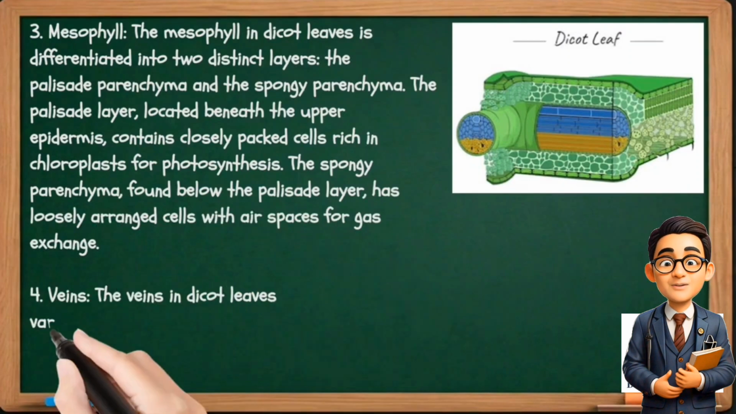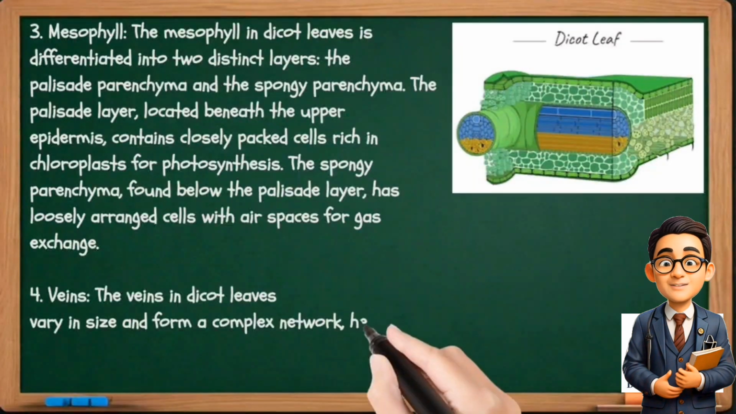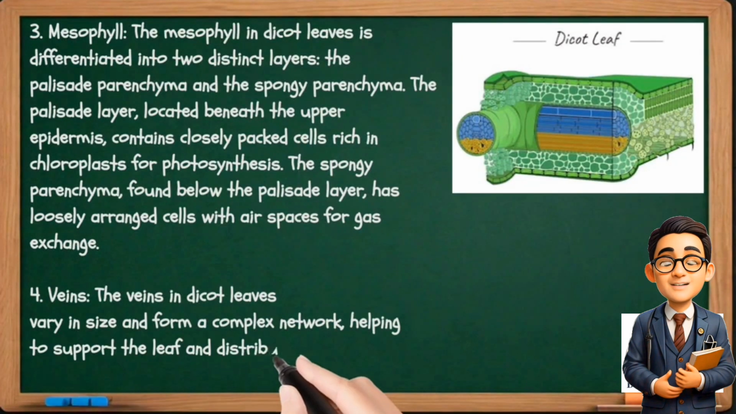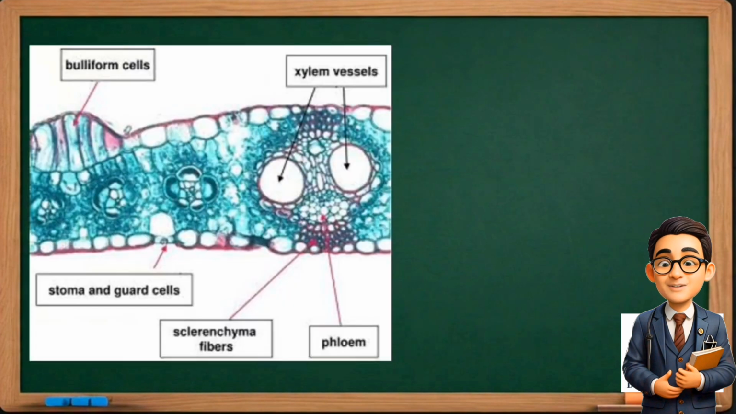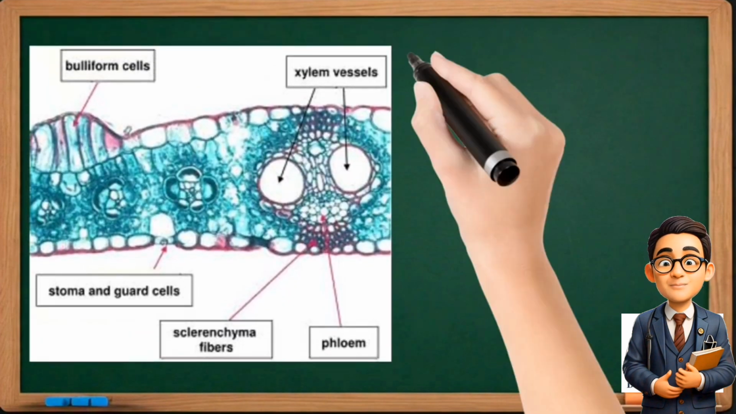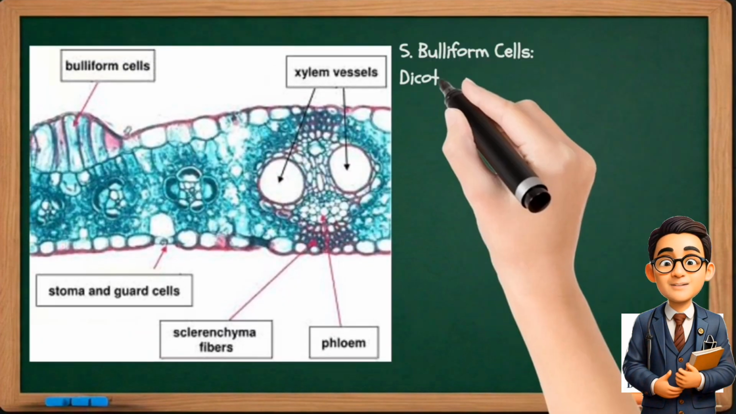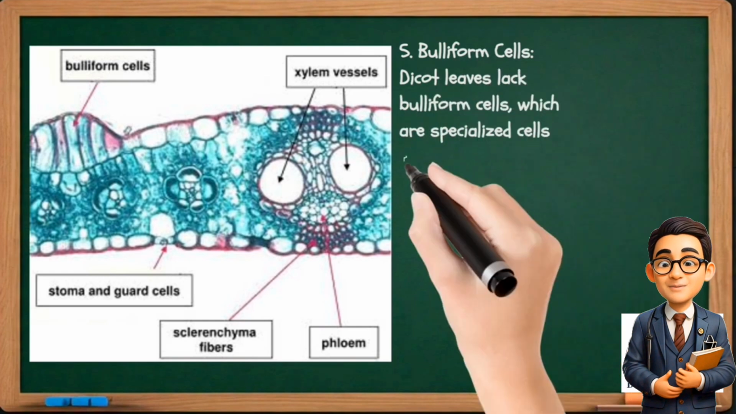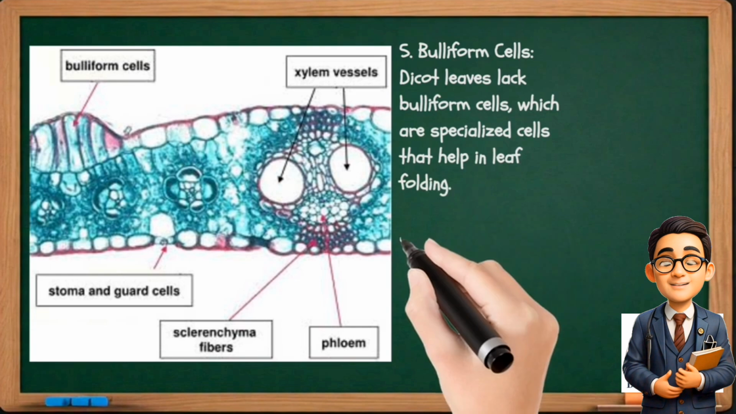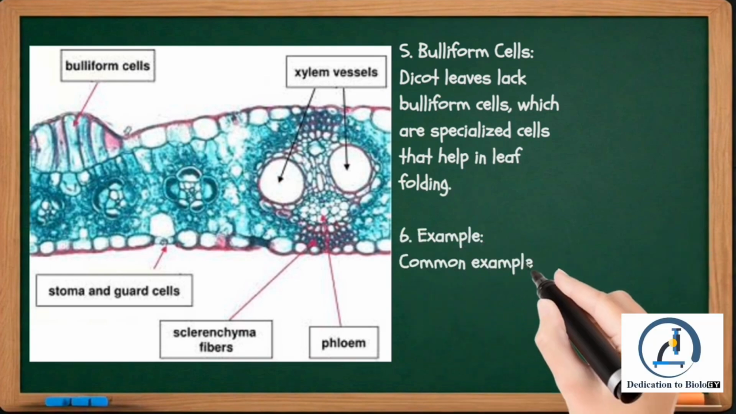Veins. The veins in dicot leaves vary in size and form a complex network, helping to support the leaf and distribute nutrients and water efficiently. Bulliform cells. Dicot leaves lack bulliform cells, which are specialized cells that help in leaf folding. Common examples of dicot leaves include those of rose, mango, and hibiscus.